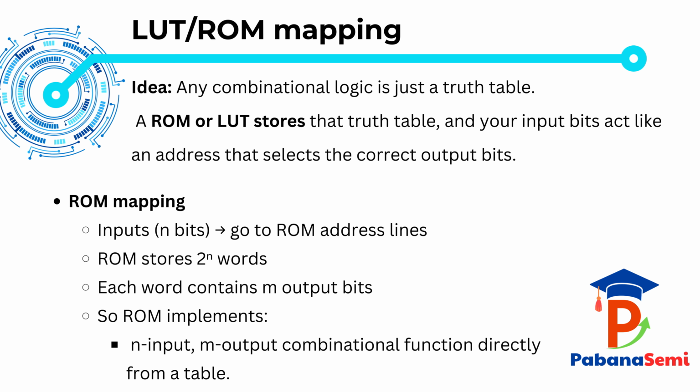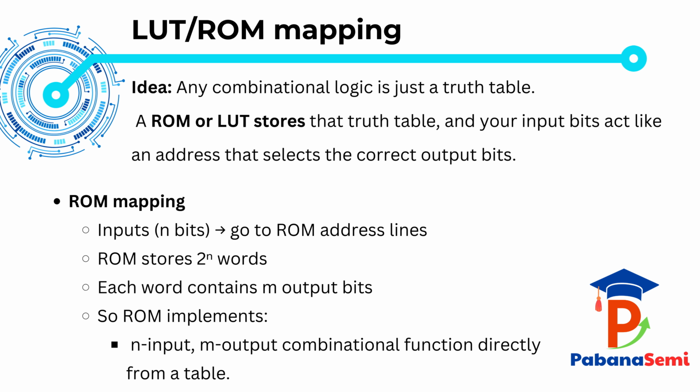Now let's see ROM mapping. If you have n input bits, those n bits connect to the ROM address lines. That means the ROM must contain 2 to the power of n different addresses, or 2^n words, one for every possible input combination. Each stored word contains m output bits because your logic may produce multiple outputs. So effectively, a ROM can directly implement an n-input, m-output combinational function. Input becomes address, ROM data becomes the output. That's why ROMs and LUTs are so useful.